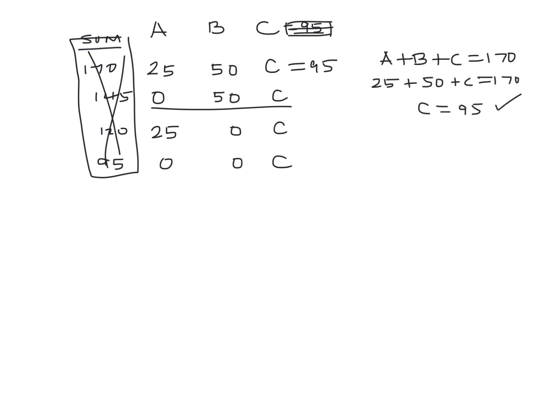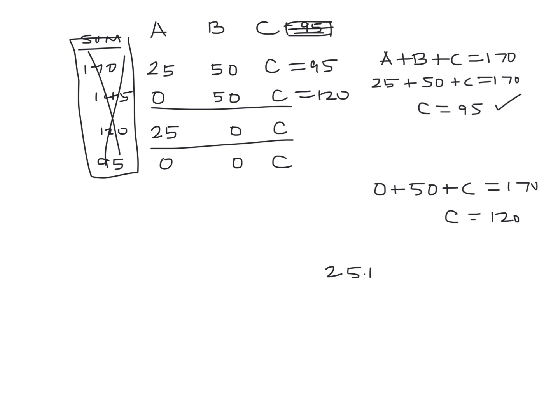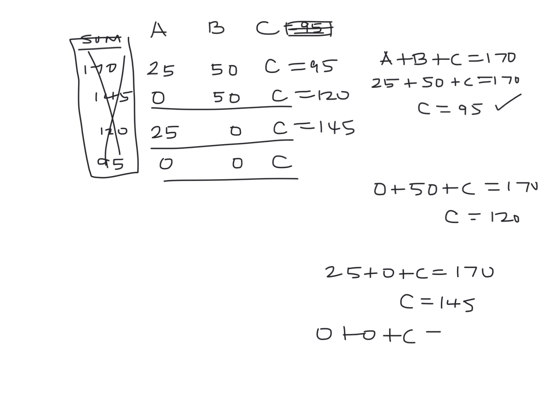Okay, so now let's talk about this scenario. If 0 plus 50 plus C is 170, then what happens? Okay, that's going to be 120. Okay, got it. How about if 25 plus 0 plus C is 170? That means C will be 145. Okay. And finally, if 0 plus 0 plus C is 170, then C is 170. So the values for C are 95, 120, 145, and 170.